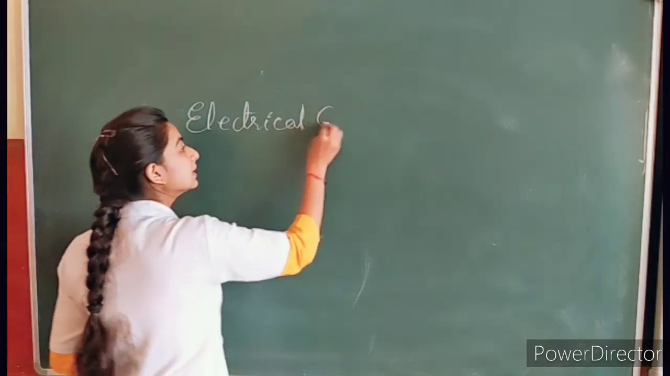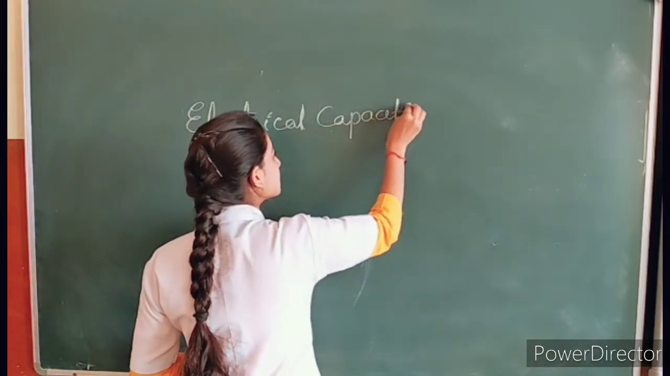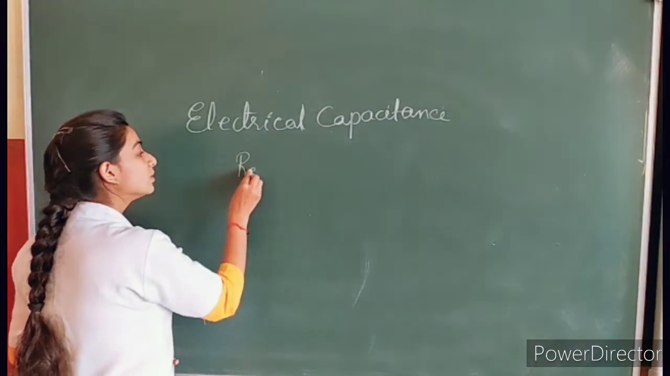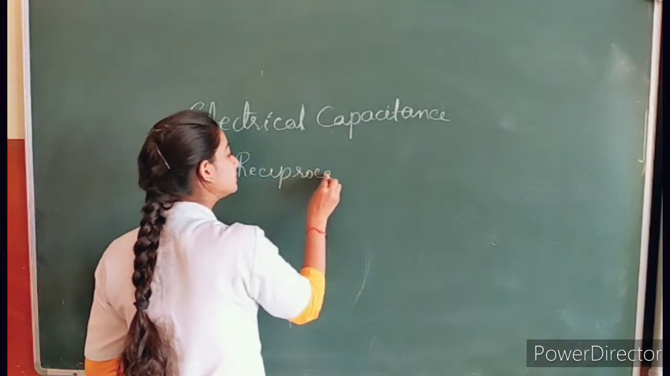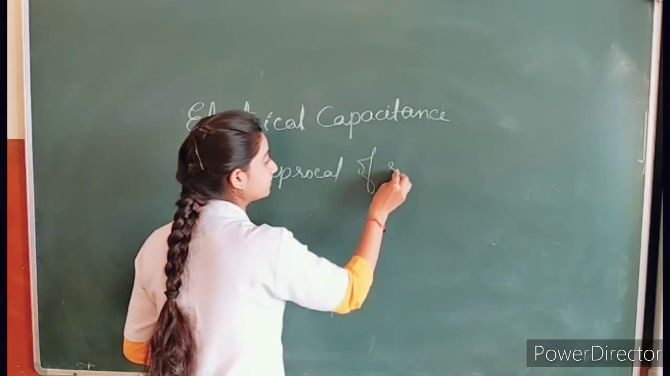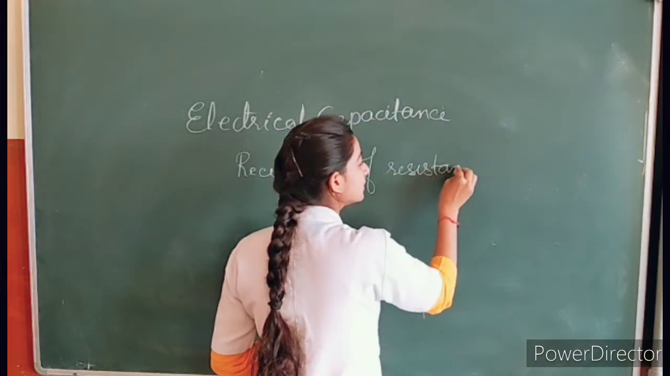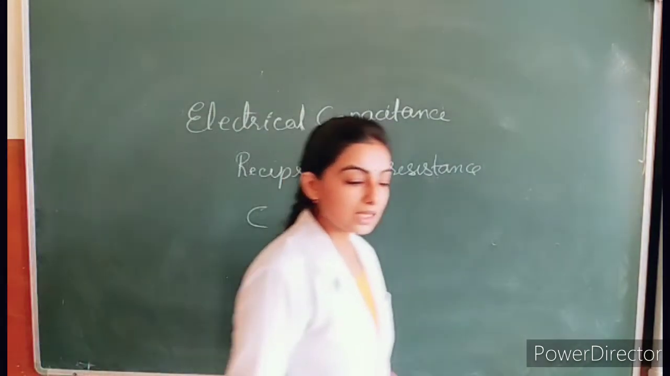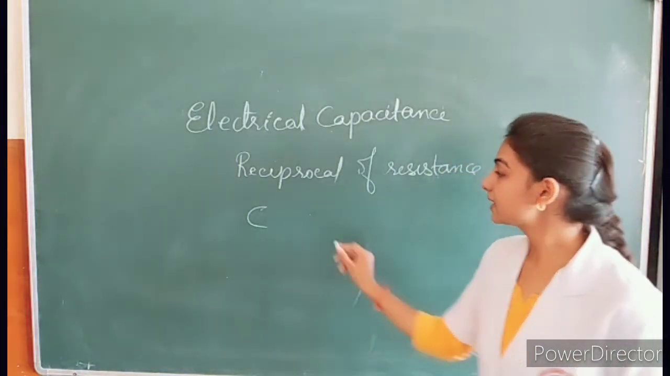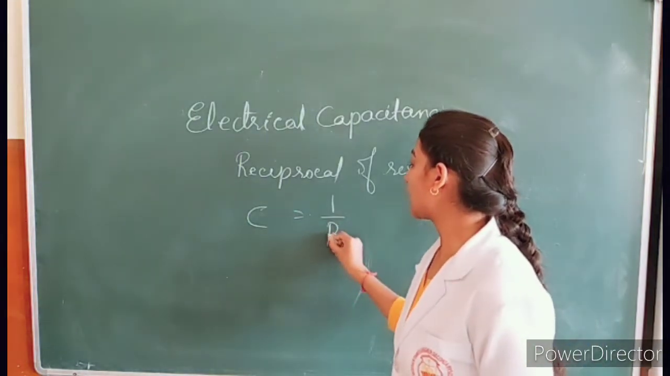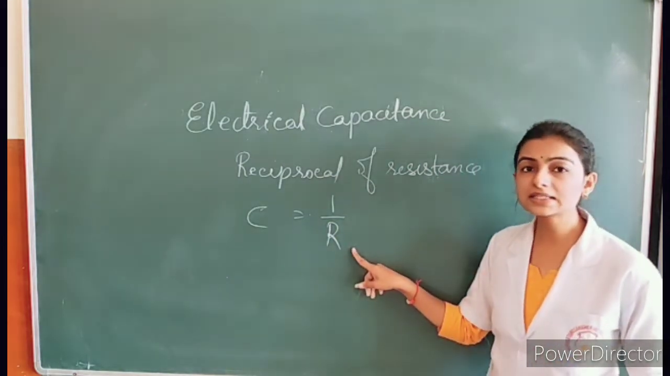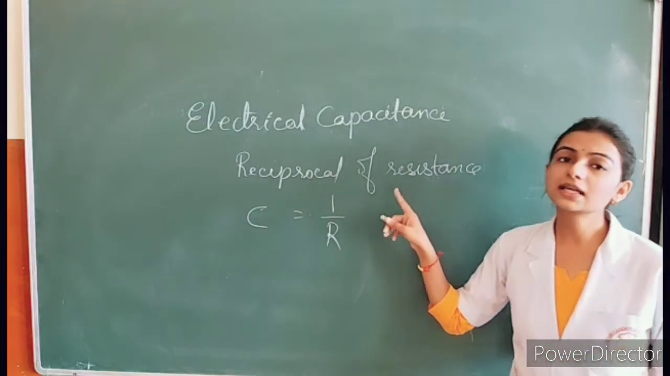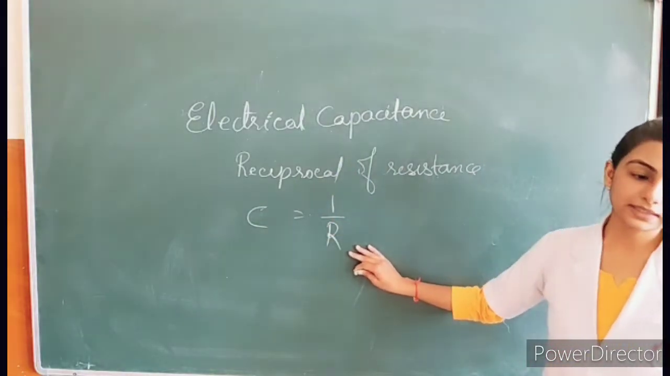Electrical conductance. What is electrical conductance? The reciprocal of resistance. If we consider C as the electrical conductance, then C is equal to 1 upon R. As the resistance increases, the conductance will decrease. Or if the conductance decreases, the resistance will increase.